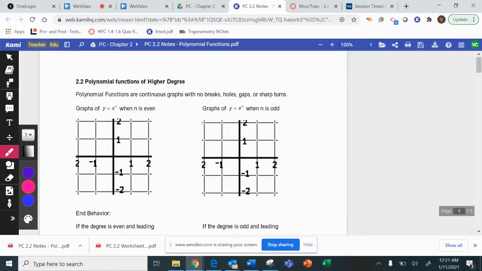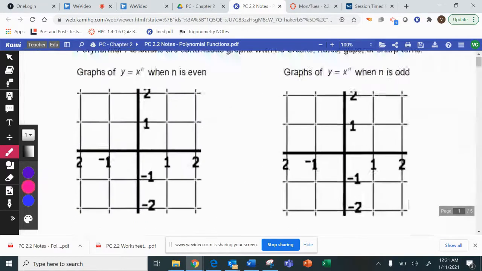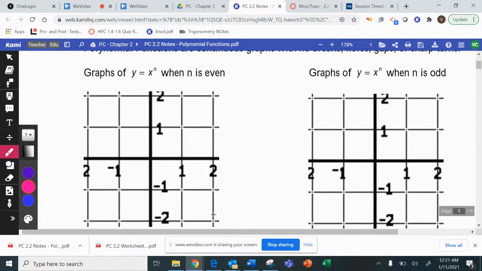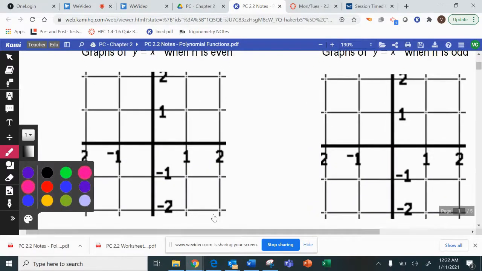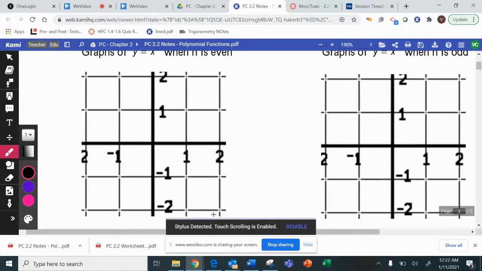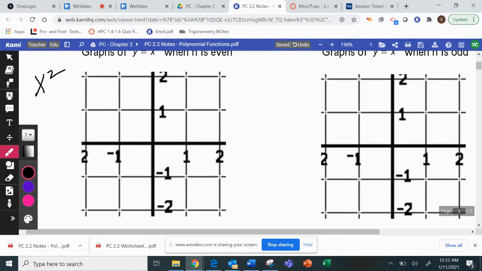So the first thing I'm going to do is talk about graphs where y equals x to the n, and n is an even number. So let's see, I could talk about x squared. If I put in 0 for x, I'm going to get out 0 for y. If I put in 1 for x and I square it, I'm going to get 1 out for y. If I put in -1 for x, I'm going to get a +1 out for y. When we do even powers, the negatives that you plug in will turn into positives.